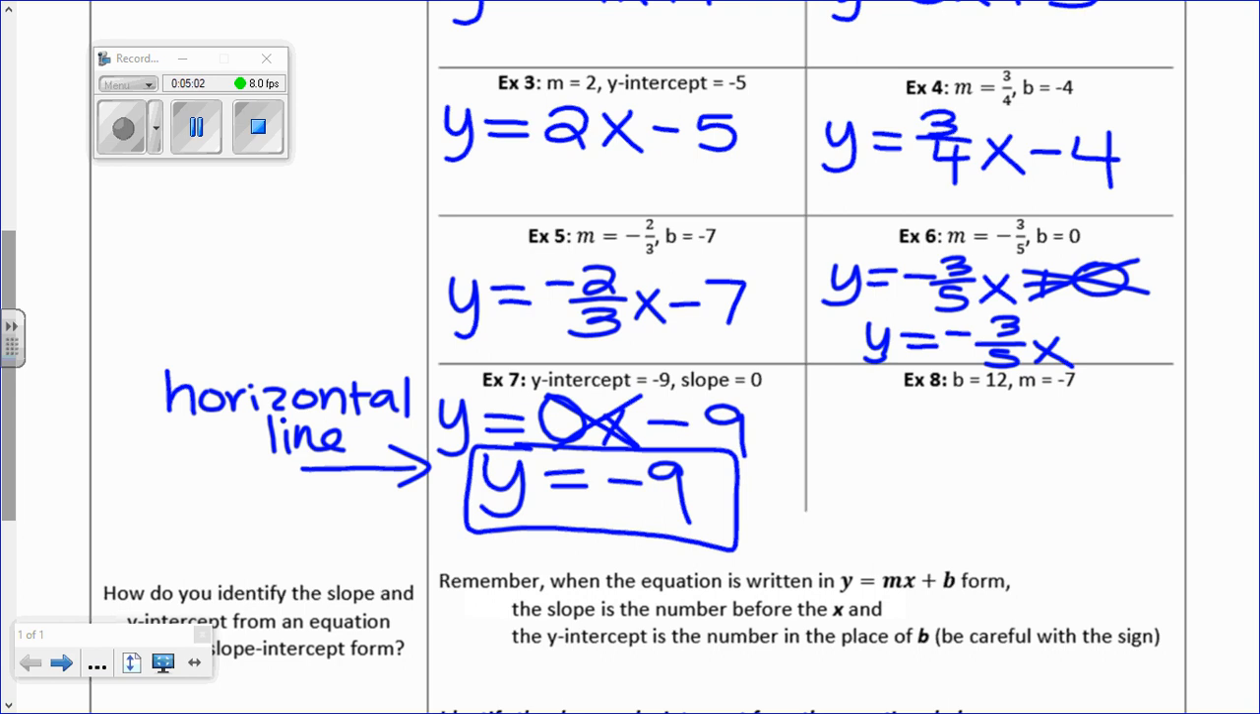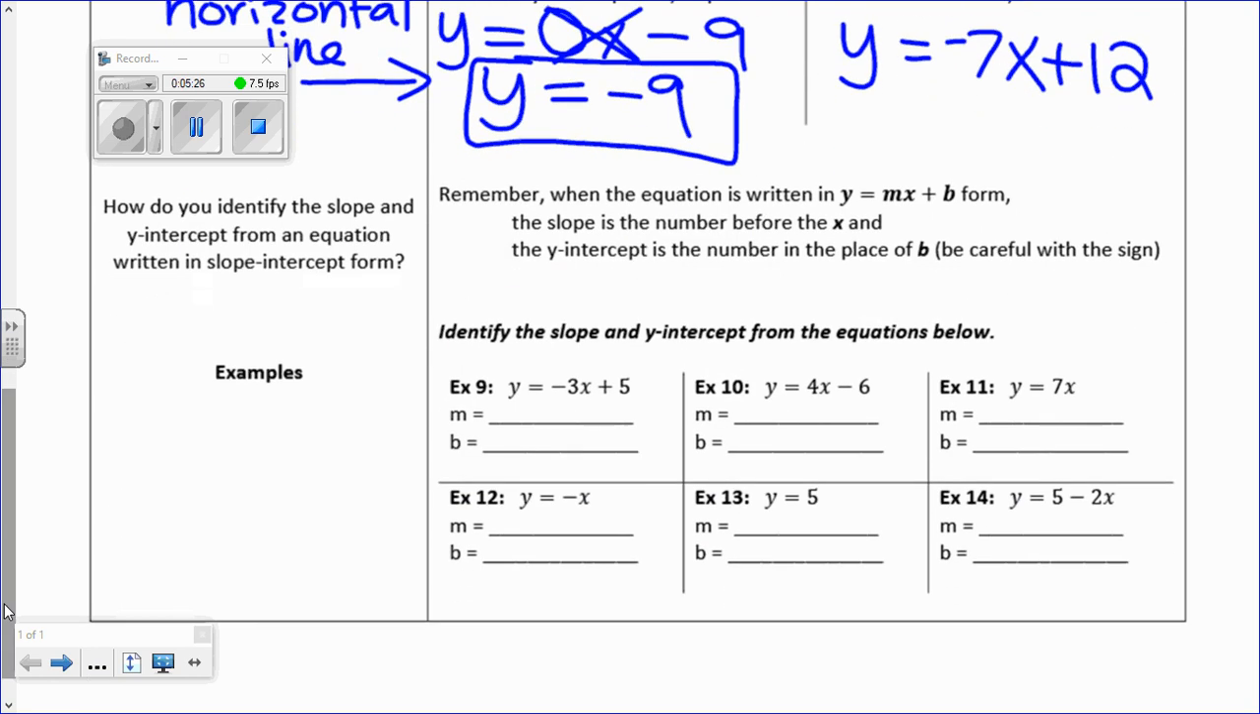And then example 8, you have a y-intercept of 12 and a slope of -7. So again, here, be careful with the order. So y equals -7x plus 12 for a positive 12. So it's basically as simple as writing in the slope and the y-intercept.